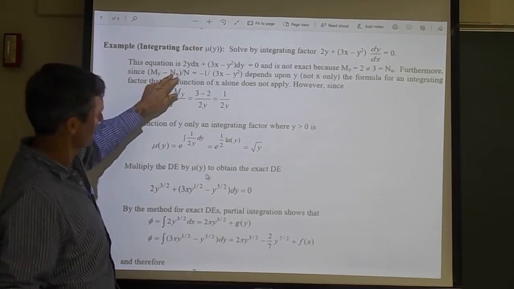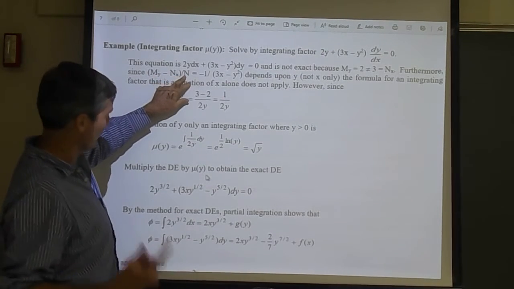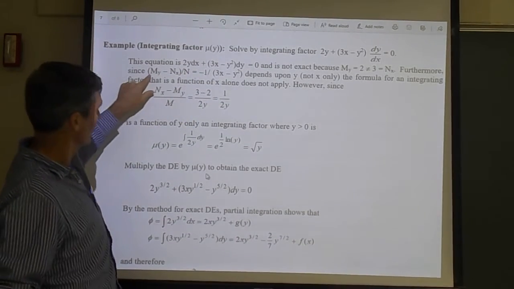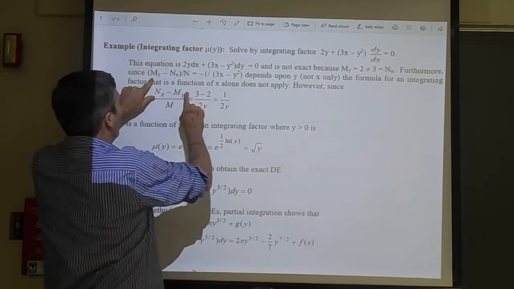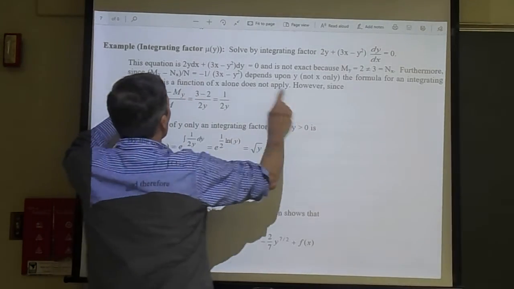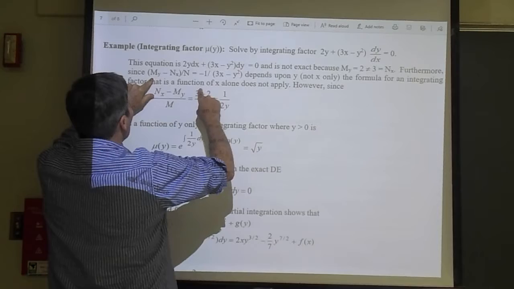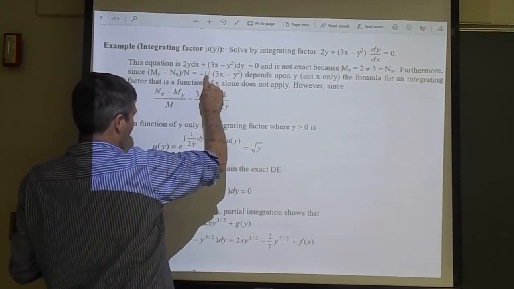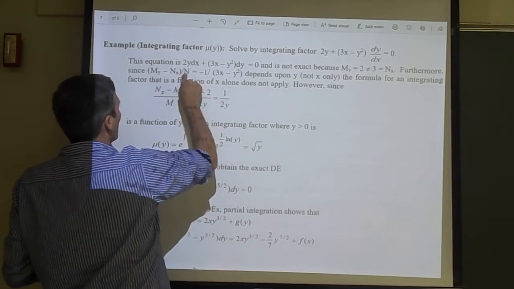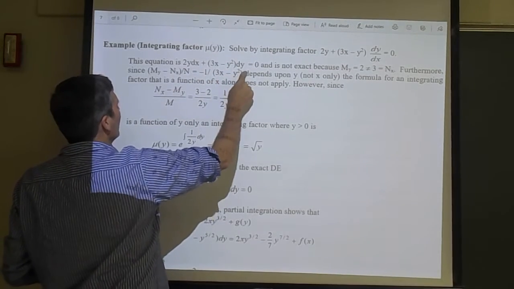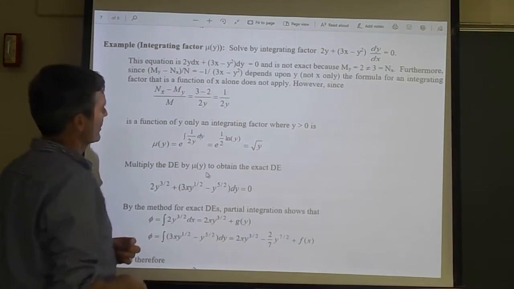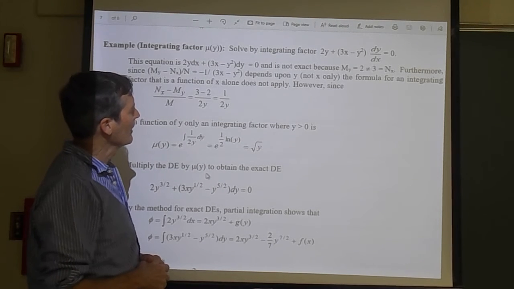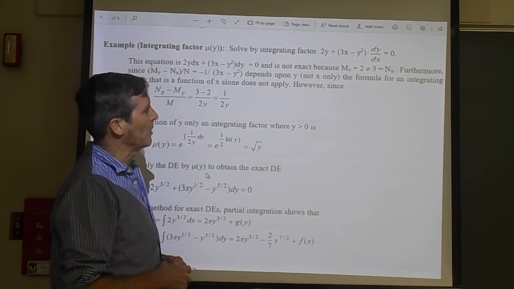So I try my minus nx over n to see if it's a function of x only. If it is, then e to the integral of this will be an integrating factor. But I try that. Partial of n with respect to y was 2, minus partial of n with respect to x was 3. My minus nx is minus 1, all over n, which is 3x minus y squared. So this is not a function of x only, and the first integrating factor method won't work.